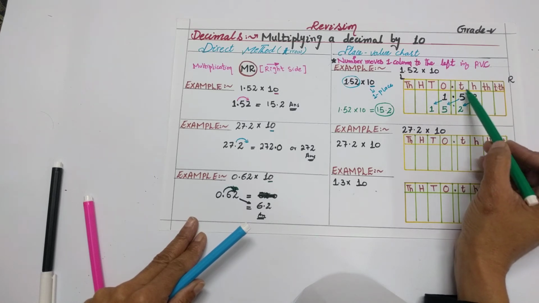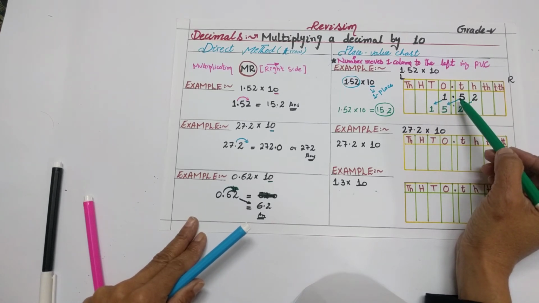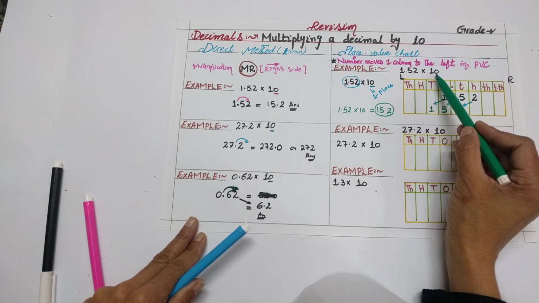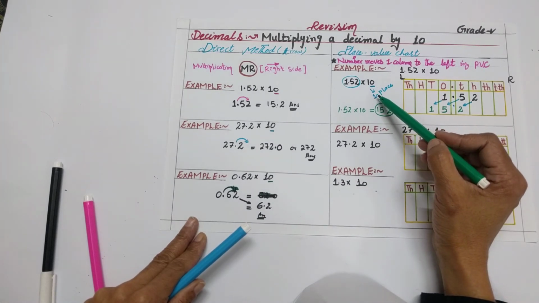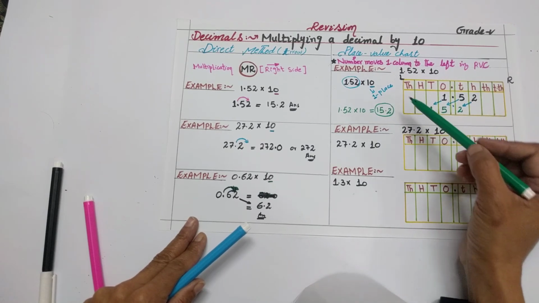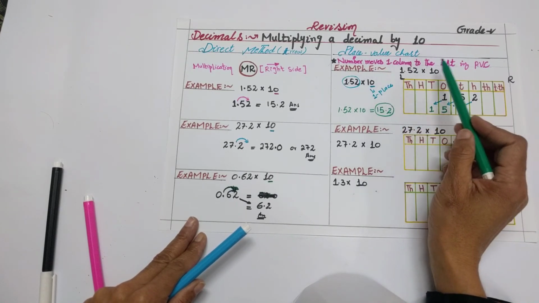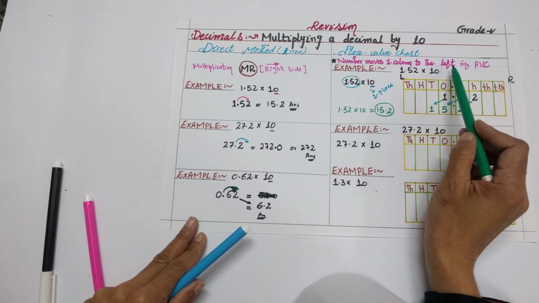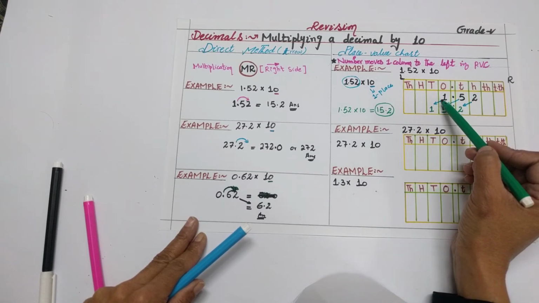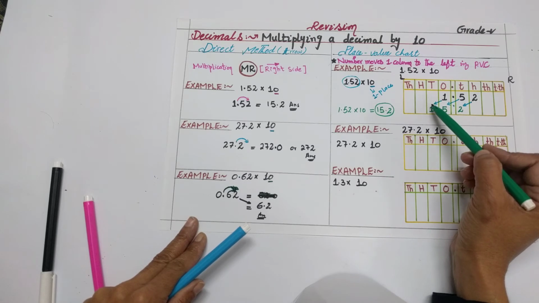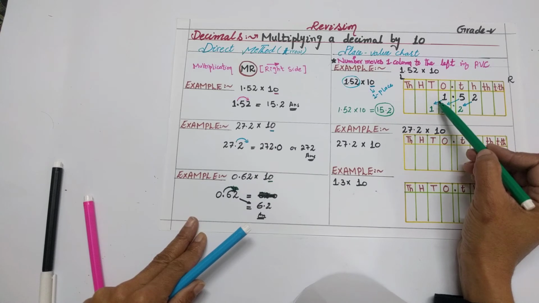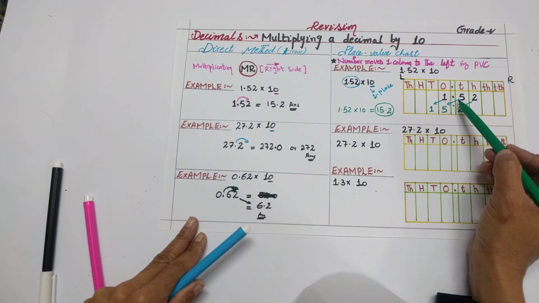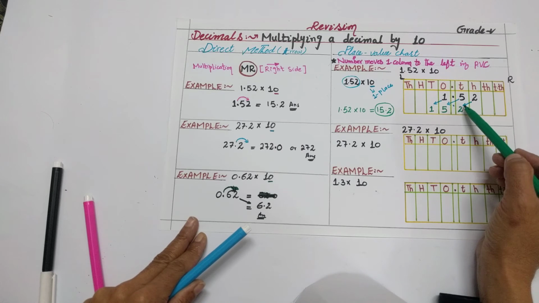So this one is our original number, and after putting this original number in the place value chart, we will multiply this given number by 10. As in 10 we have 1 zero, so one place. Whenever you multiply a number by 10, the number moves one column to the left. In the place value chart, each digit will move one column to the left. As this one is on the left side, 1 moves one place to the left, 5 moves one place to the left, 2 moves one place to the left.